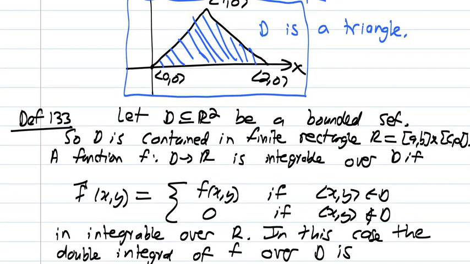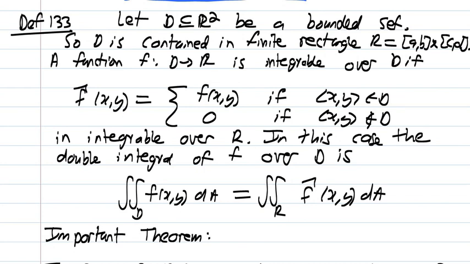So it goes as follows. Let D be a bounded set. So it's a subset of R2 and it's bounded. So since D is bounded, it is contained in a finite rectangle R. Let's say R is defined as the interval AB cross the interval CD. Now if we have a function f from D to R, we are going to say that the function is integrable over region D. So D is the general region.